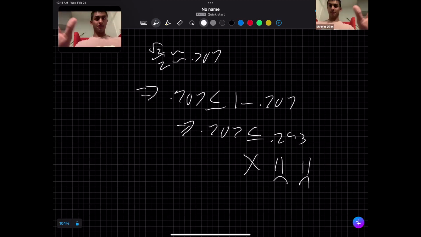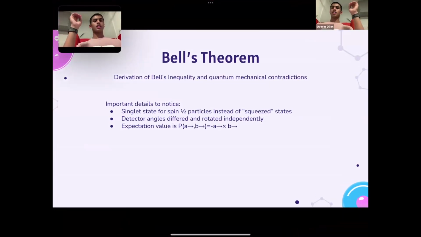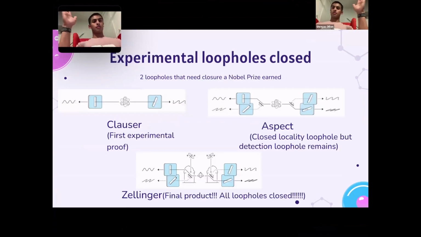That is enough math for today. Now we are going to go back into past theory, into the experimental loopholes that were closed. This actually recently won a Nobel Prize, which is pretty awesome in my opinion. It shows how important this work was. But let's go through it.